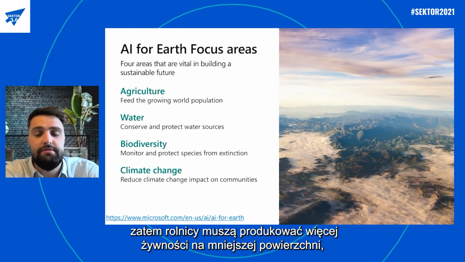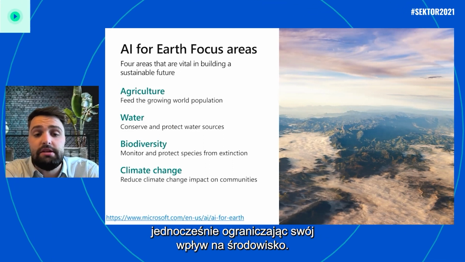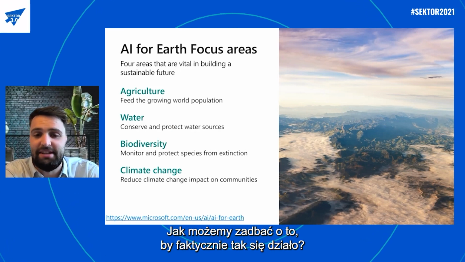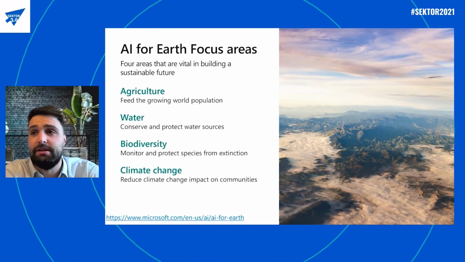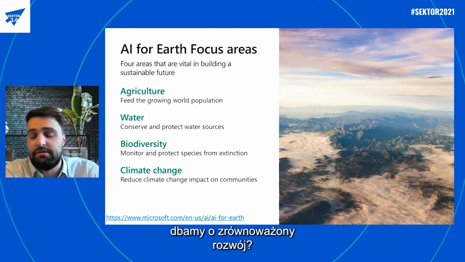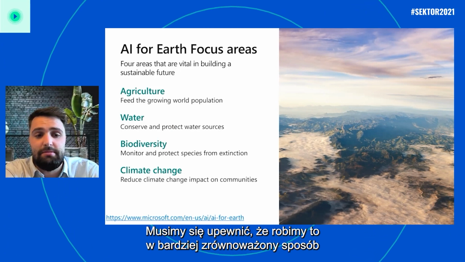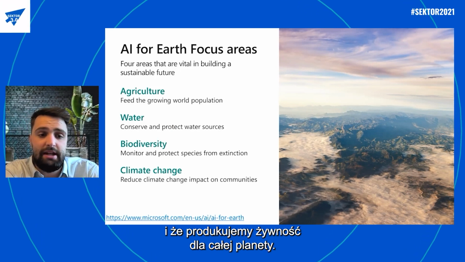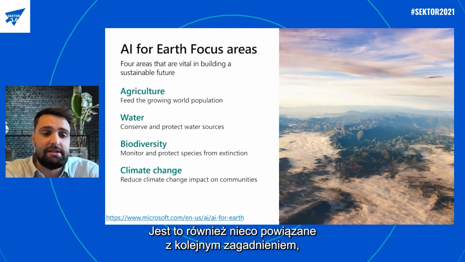So farmers must produce more food on less land and with a lower environmental impact. So how can we actually make sure that this is happening? How can we make sure that we are creating sustainable growth when having crops or anything like that? We have to make sure that we're doing it in the most sustainable way, and to produce food for the entire planet. And also, this is a bit interconnected with the next one, which is water.